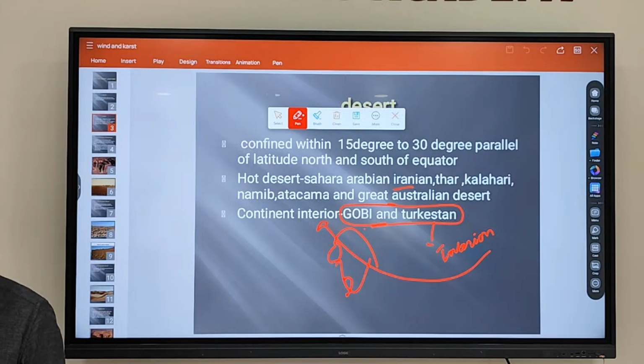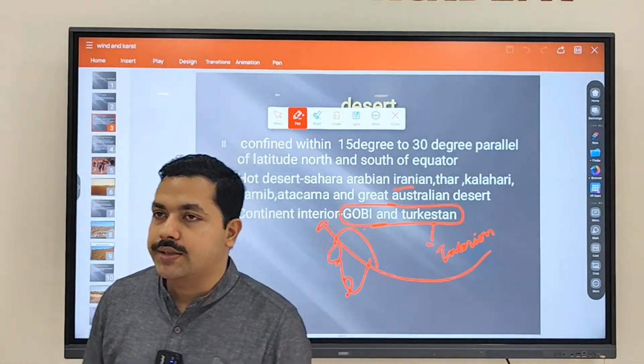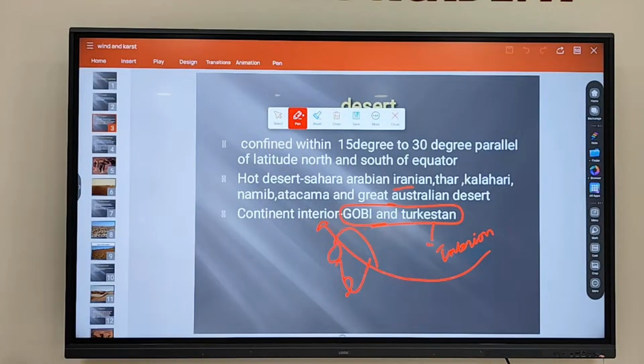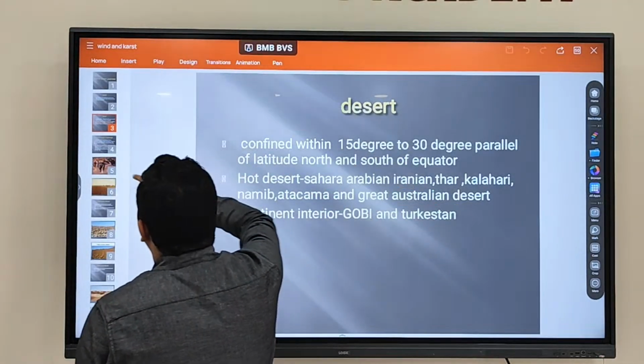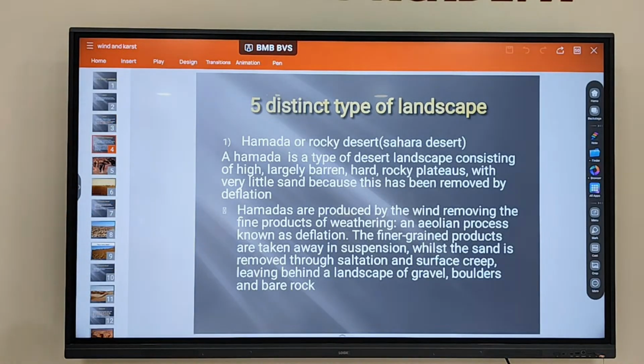Now, deserts also we can classify into different types depending upon what we find in the desert. If we are finding only rocks in the desert, we are going to call it a rocky desert. If sands are being found in the desert, it is going to be called a sandy desert. So depending upon the situation, what we are finding in the desert can be classified into different types. So the first thing you are finding over here is 5 distinct types of landscape. 5 different types of deserts are there.